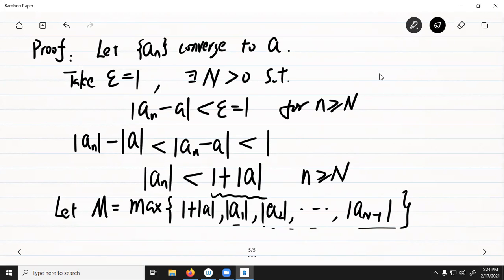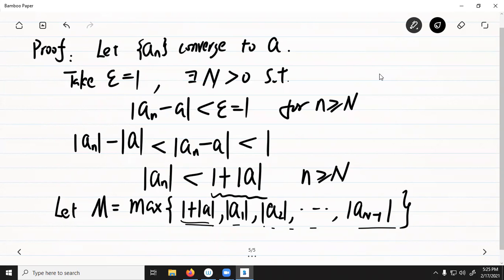A1 is finite, A2 is finite, each is a number, right? So up to n minus 1 is still a finite number. After that, we can use 1 plus the absolute value of a, which is the upper bound for the rest part. So there are n numbers, a finite set, and we can always take the maximum value. We choose this one to be our M.